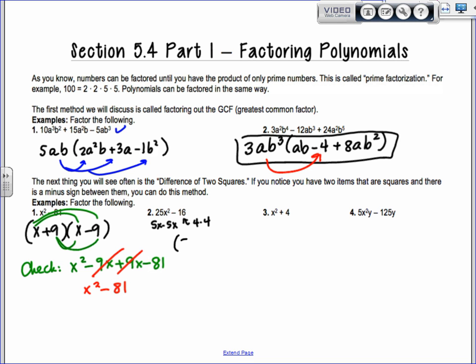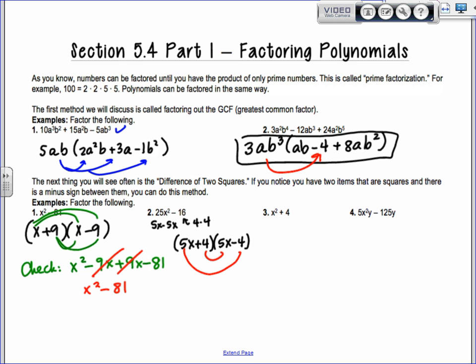So when I break it up, I'm going to say it's 5x plus 4 times 5x minus 4. That's what makes the x terms go away, right? Because the outer and inner, I call them swoops, make negative 20x and positive 20x, they go away. Okay, so it works.